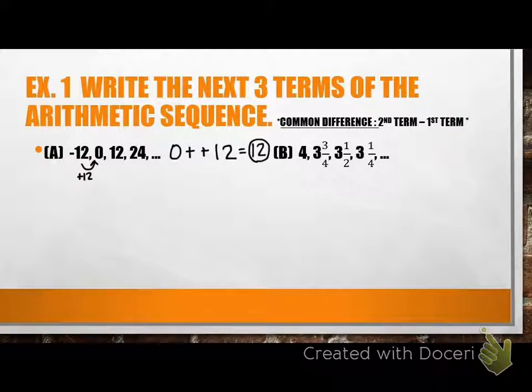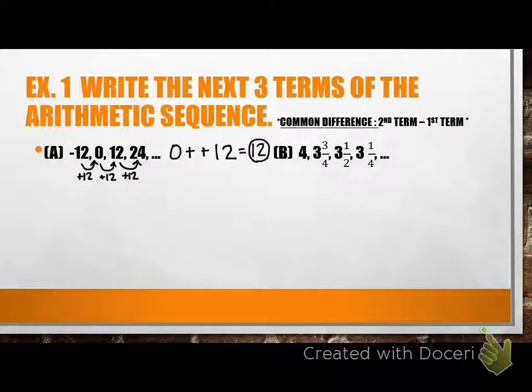12. 0. All right. So what is 0 plus 12? 12. All right, it's still working. What's 12 plus 12? 24. So this is, in fact, an arithmetic sequence because adding 12 keeps moving us to the next number.